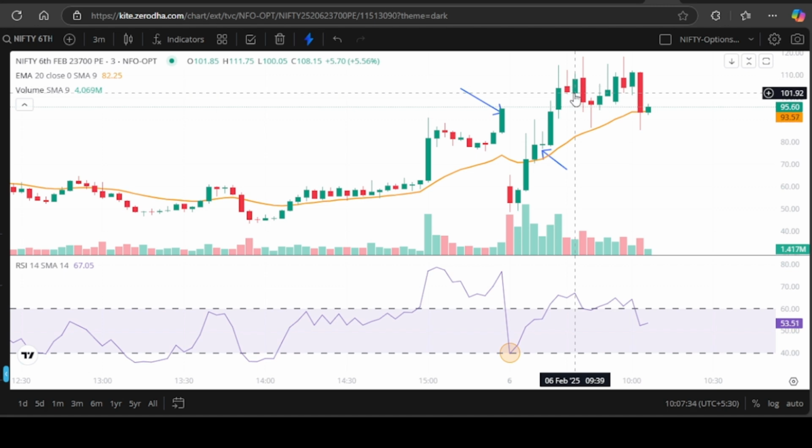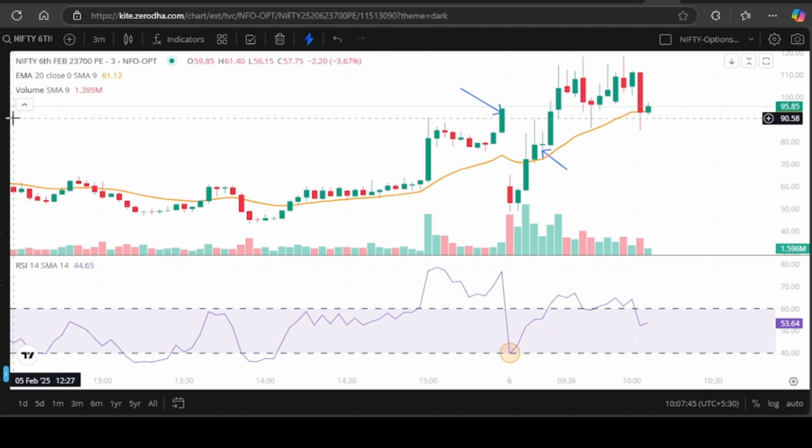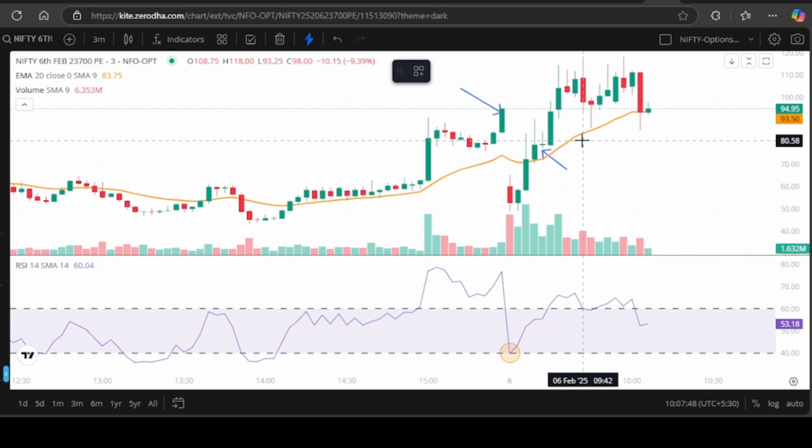Here, the reason I exited is because the money was there on the table. It was open money. I did not book my profit. It was open money. So on this candle, I booked my profits.